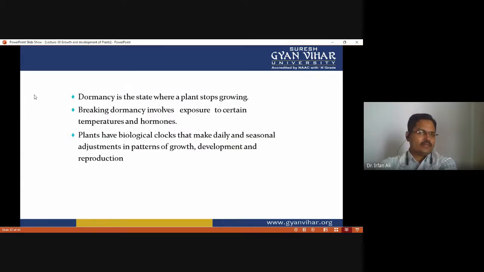Another process that occurs in the plant is dormancy. Dormancy is the state where a plant stops growing, and breaking dormancy involves exposure to certain temperatures and hormones. And plants have a biological clock that makes daily and seasonal adjustments in patterns of growth, development, and reproduction.